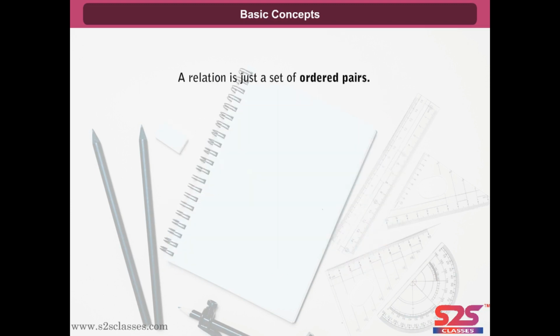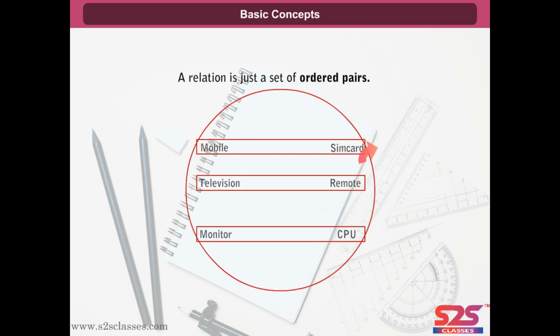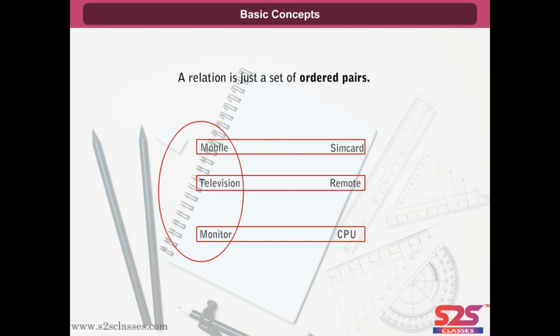Let's define what we mean by an ordered pair. Have a look at these combinations: mobile, SIM card; television, remote; monitor, CPU. These form ordered pairs. Also, mobile, television and monitor form an ordered triplet of electronic gadgets, and SIM card, remote and CPU form another ordered triplet of the accessories without which electronic gadgets won't work. These are all examples of ordered pairs.